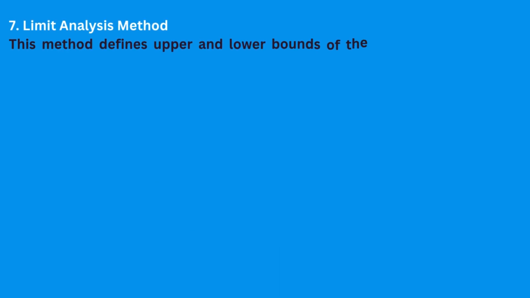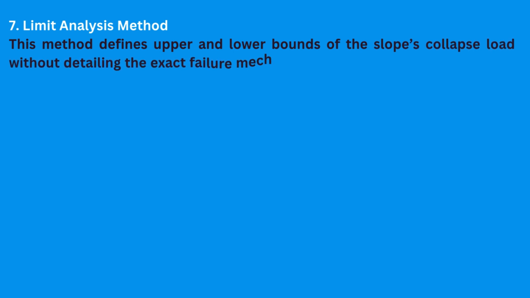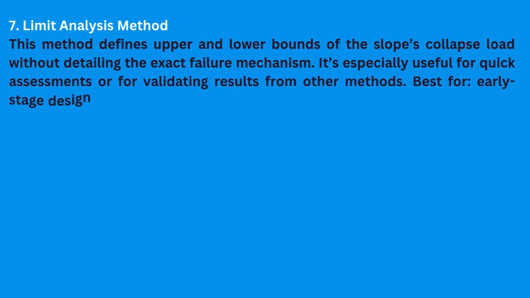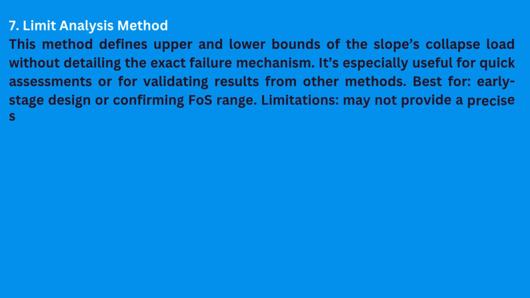7. Limit analysis method. This method defines upper and lower bounds of the slope's collapse load without detailing the exact failure mechanism. It's especially useful for quick assessments or for validating results from other methods. Best for early-stage design or confirming the FOS range. Limitations: may not provide a precise slip surface or stress distribution.